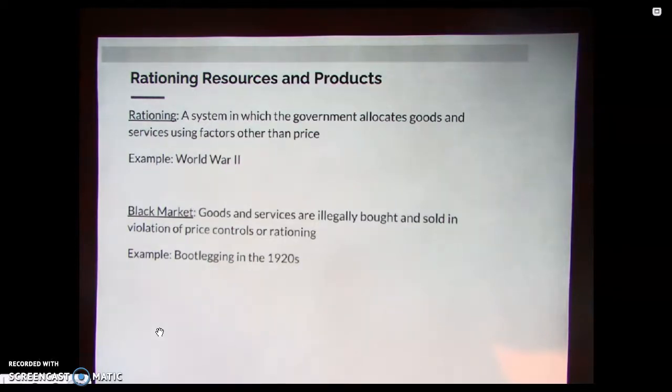So this concludes our lesson on price ceilings and price floors and government intervention into the price setting system. If you have questions, please let me know.